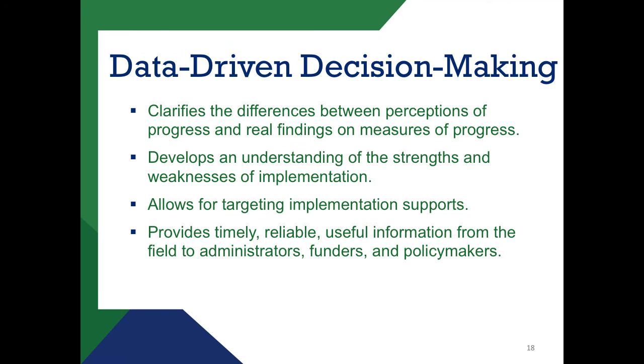And lastly, I think a lot of talk right now in the child welfare field on using data to inform decision making is particularly important when looking at scaling interventions. So this idea that clarifying the differences between the perceptions of progress that you've made in implementation and the real findings and what the data tells you about the progress that you've made in implementation is a critical element in looking at scaling. Developing an understanding of the strengths and weaknesses of your implementation through looking at the data, and really using the data to target what are usually limited resources to support the scaling effort. So not sort of blanketly putting out additional resources, but really targeting them using that informed data decision making.